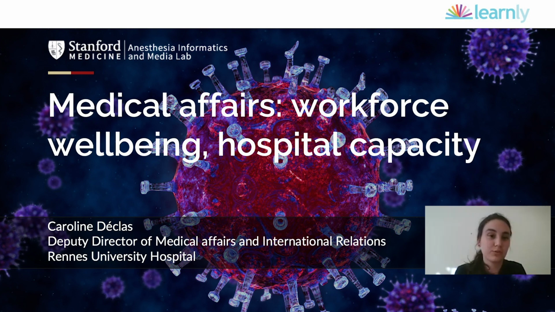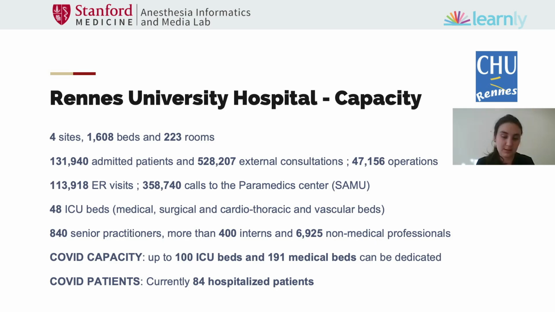And I'm just going to give you first a quick overview of our hospital capacity. Rennes University Hospital has four sites, and it has 1,600 beds and 223 rooms. I'm not going to go through all the figures, but what is interesting for our conference is that we have 48 ICU beds usually, medical, surgical, and cardiothoracic and vascular beds.